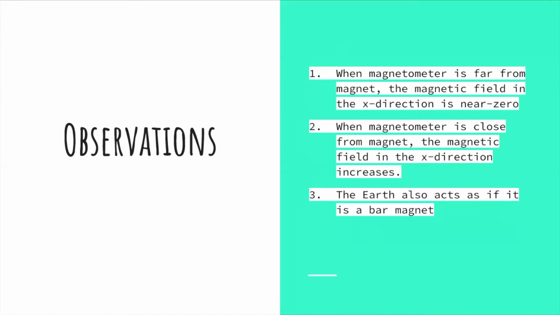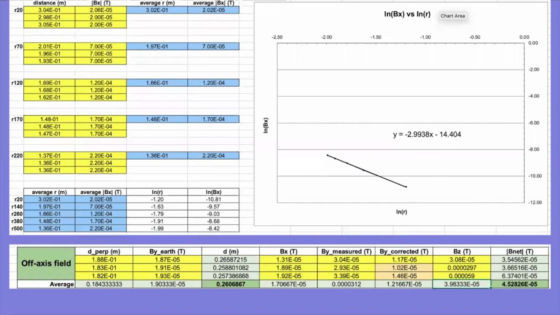From the observations that we were able to understand, when the magnetometer was far away from our magnet on the opposite end of the meter stick, the magnetic field in the X direction was really close to 0. For me personally, it never actually hit 0, but it was very, very close. When the magnetometer was close to the magnet, it actually increased the magnetic field in the X direction. And then we also noticed that the Earth acted as if it was a bar magnet as well.